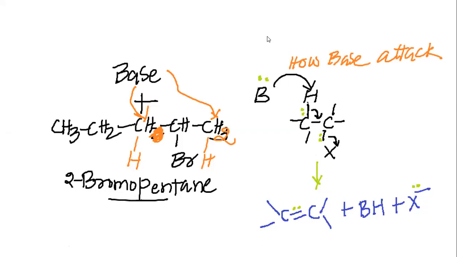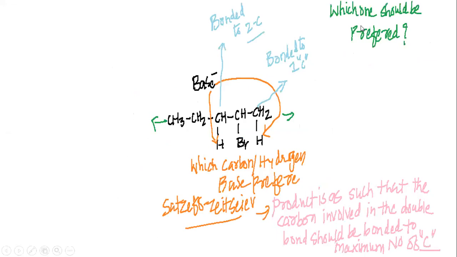Now we are going to study the beta elimination reaction for 2-bromopentane. You can see in 2-bromopentane, we have one alpha carbon with which bromine is bonded, but it has two beta carbon. So as it has two beta carbon, there are two hydrogen that can be removed. Now the question arises that which hydrogen should be removed, or base should attack on which carbon?